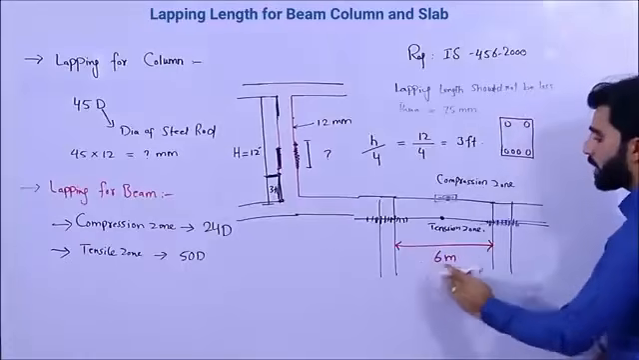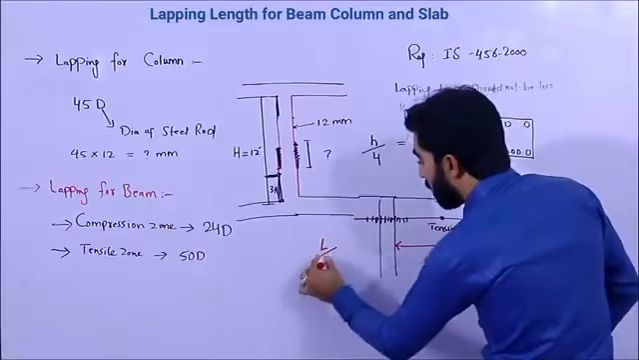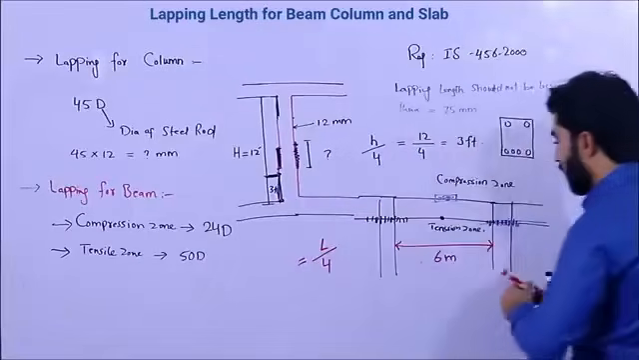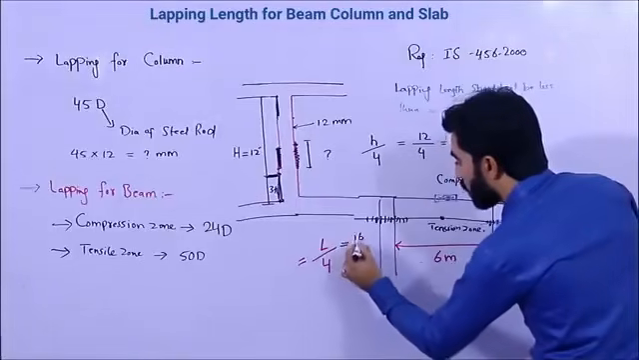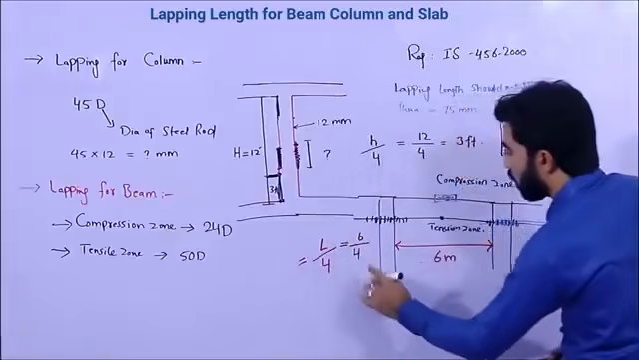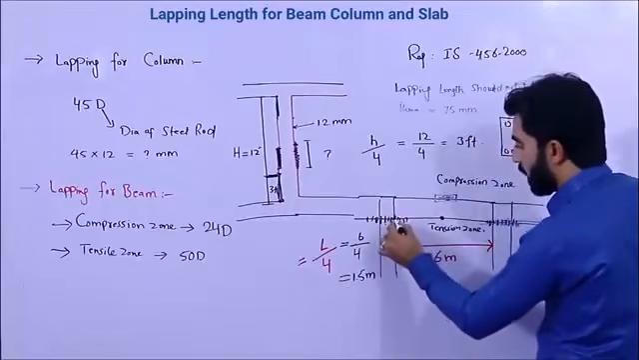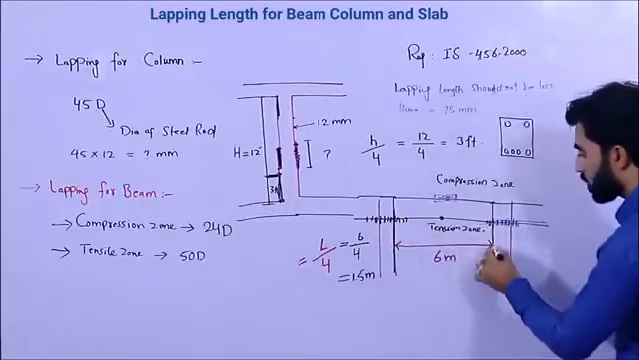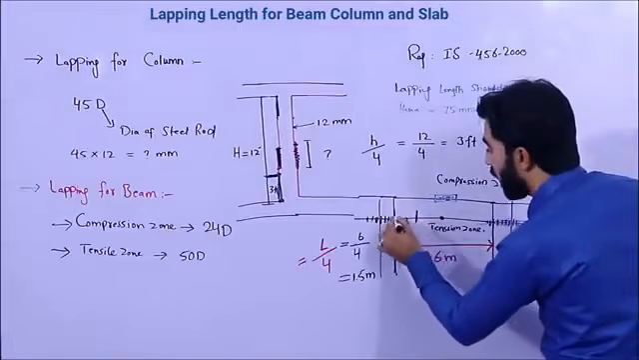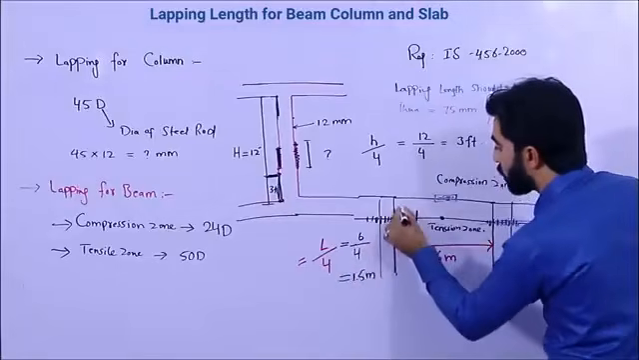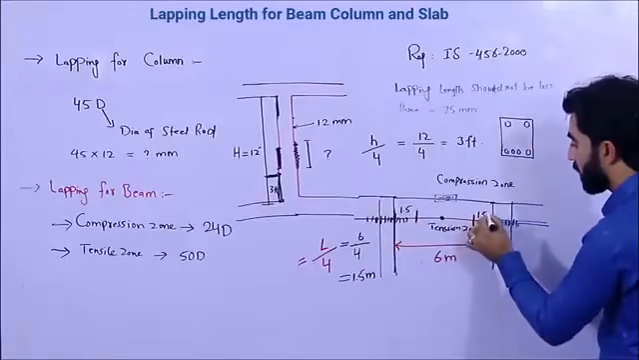So if the span is 6 meter, don't provide the lapping length within the distance of L/4. Let me discuss in detail. When you do L by 4, 6 by 4, we have 1.5 meter. So from the start to the end, this is the span, the clear span, the length of the beam. Therefore the distance of L by 4, which from the calculation is 1.5 meter from this side and 1.5 meter from this side.